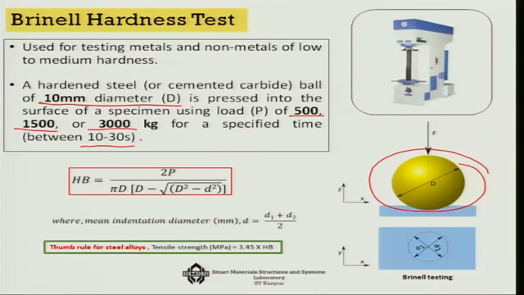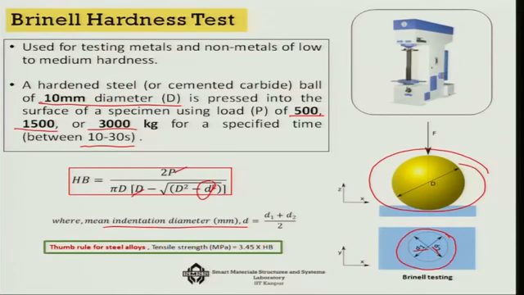Now, you know which load you are using, and you know the diameter you are using, and all you have to do is find the mean indentation diameter. That means you get the indented shape and you measure the diameter at 2 different points, D1 and D2, and then take an average of it. That is our D, and once you know D, you can use this formula to find the HB.